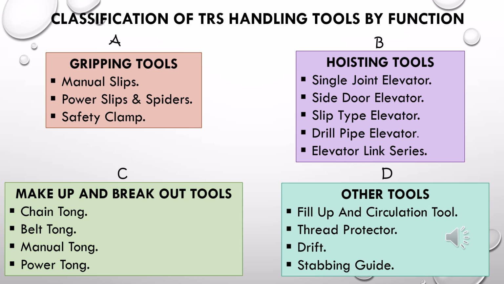Classification A, we have the gripping tools. Classification B, we have the hoisting tools. And classification C, we have the makeup and breakout tools. And then classification D, we have other tools.